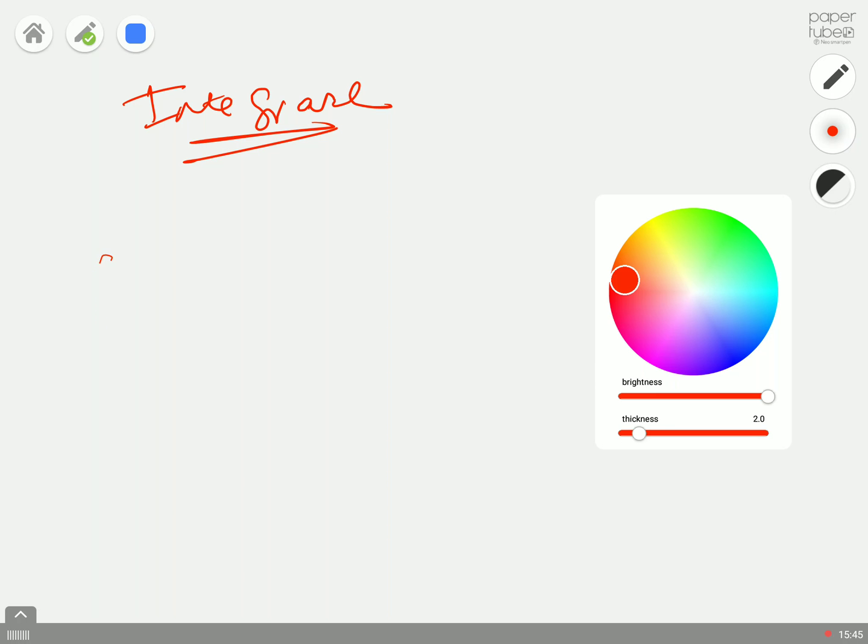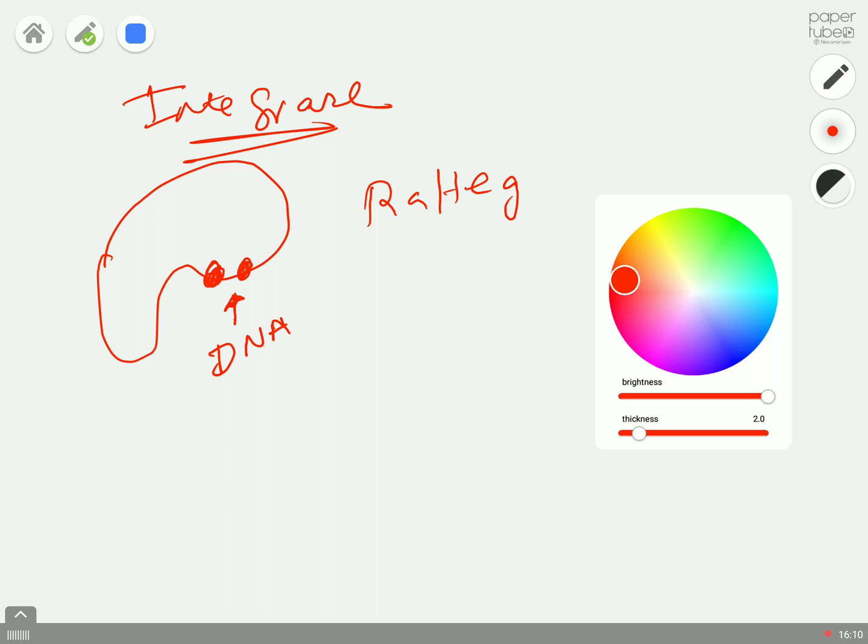So integrase, imagine this is an enzyme, and this integrase has two magnesium ions here. You need these two ions to integrate the viral DNA into human cells. So what we do is we use a drug molecule, raltegravir. It will go and bind to these two magnesium ions. So this is your drug molecule.